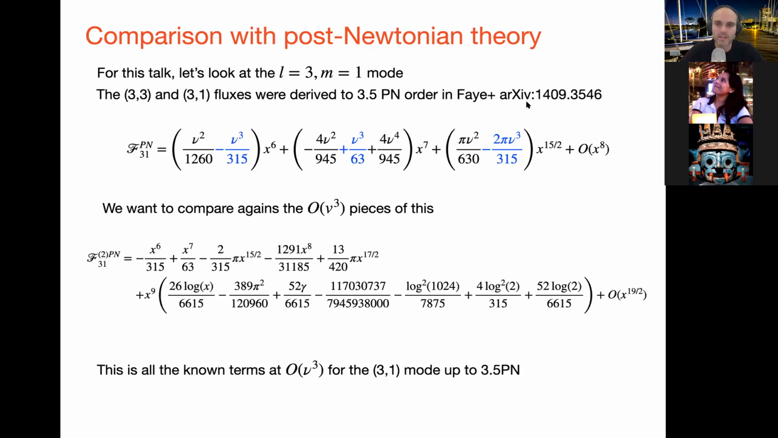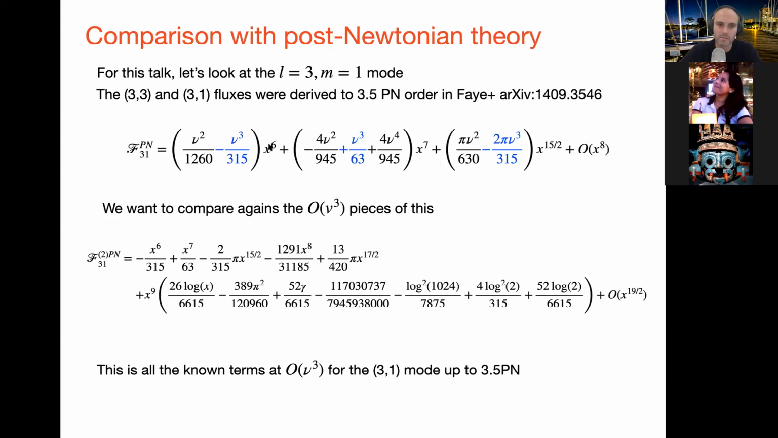And so you can go ahead and look in the literature. So Fay et al. have computed the contribution to the gravitational wave flux for the 3-1 mode, which is given here. And of course, PN series give you everything to all orders in the mass ratio. So here's a first order term, here's a second order term, but here at order x to the 7th, we have a third order in the mass ratio term, which we're not able to calculate at the moment. And we want to explicitly compare against second order in the mass ratio pieces. That's the terms that are order nu cubed.